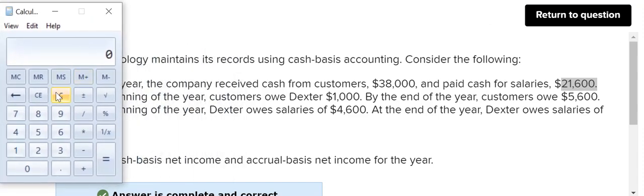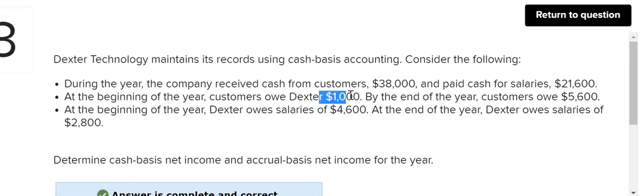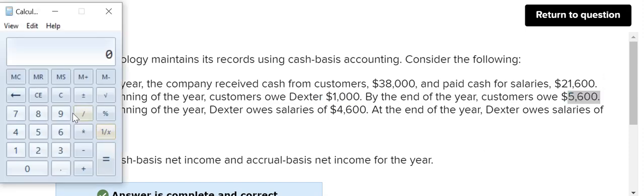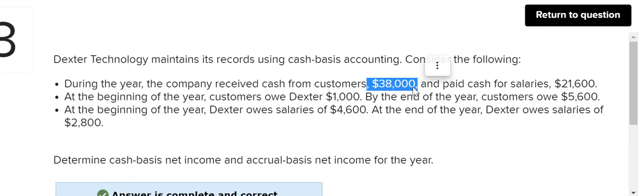we can have revenue on account. So at the beginning of the year, they had $1,000 owed to them. At the end of the year, they had $5,600 owed to them. So that means if I take 5,600 and I subtract 1,000, the difference here, that is the additional revenue they recorded in the year along with all the cash they've received as revenue.